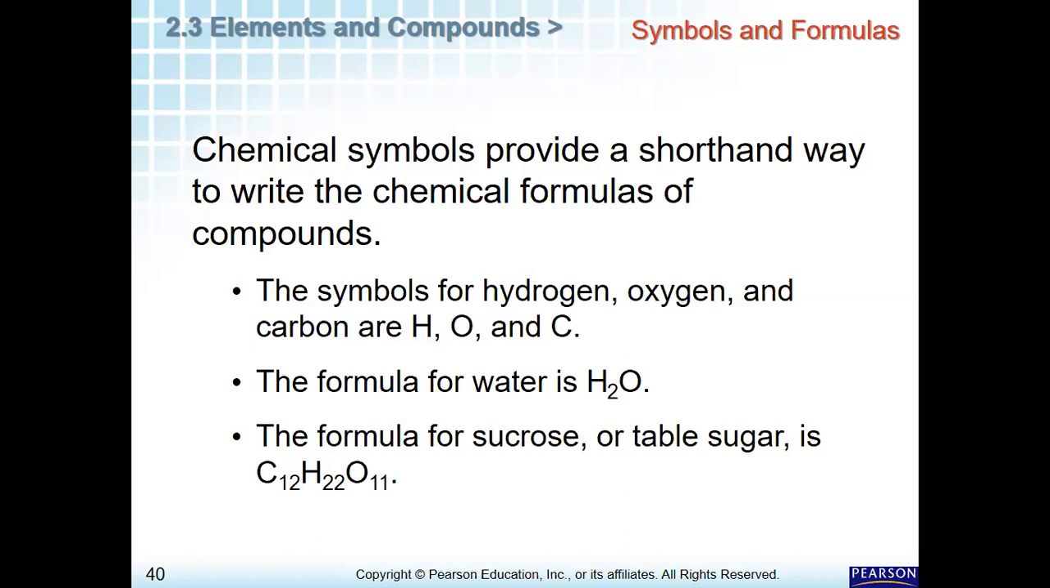On the other side, the formula of sucrose, which is table sugar, is C12H22O11. I wouldn't say 12 carbon atoms, I will say C12. If I want to say 22 hydrogen atoms, I will say H22. If I want to say 11 oxygen atoms, I will say O11 directly, because the symbol O represents oxygen.